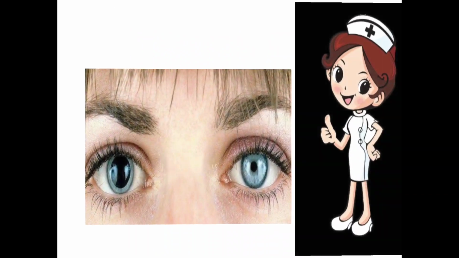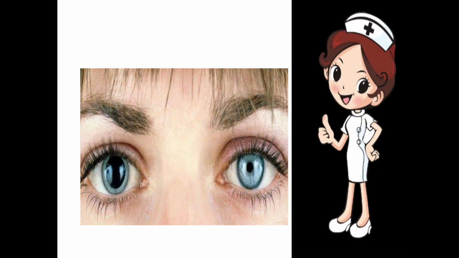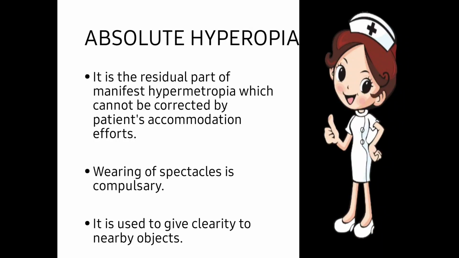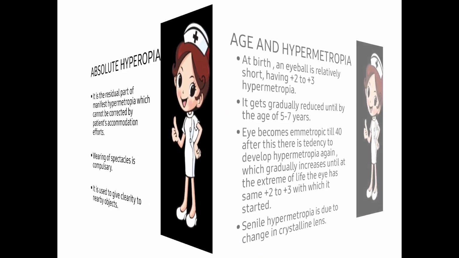Okay, so next one is absolute hypermetropia. In case of absolute hypermetropia, it is the residual part of manifest hypermetropia which is not corrected by the patient's accommodation efforts. The patient will accommodate more and more, but it will not correct. The person is not able to see things clearly even after accommodation. So wearing spectacles is compulsory. In this case, it is used to give clarity to the nearby objects. So we will provide spectacles here.